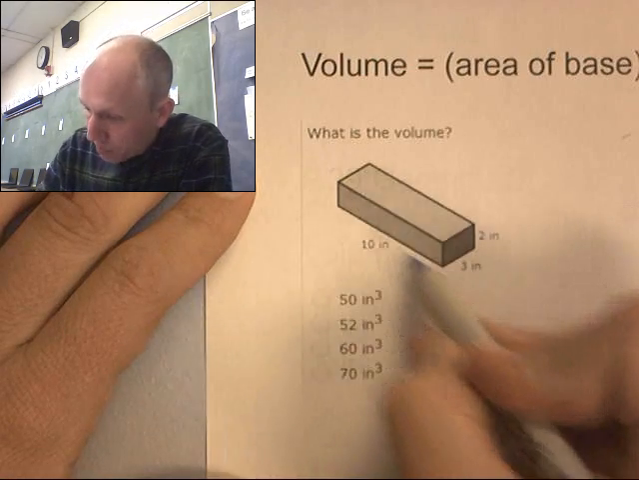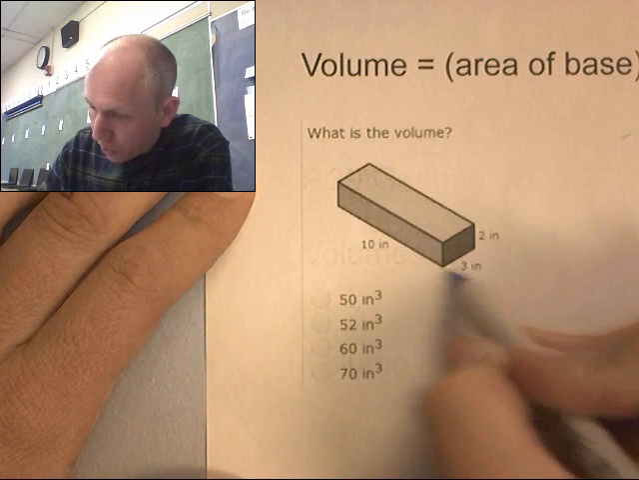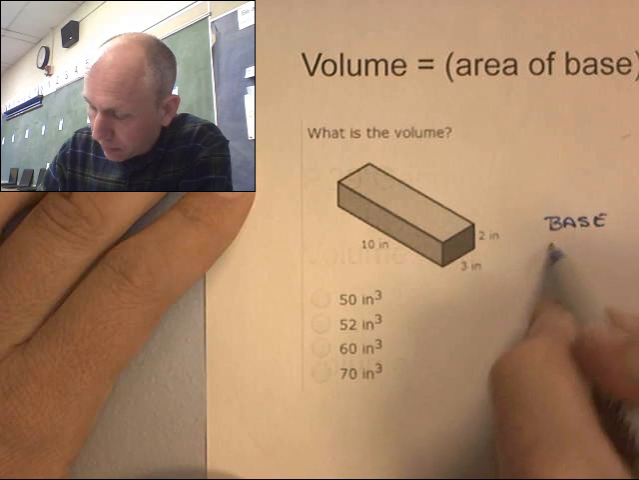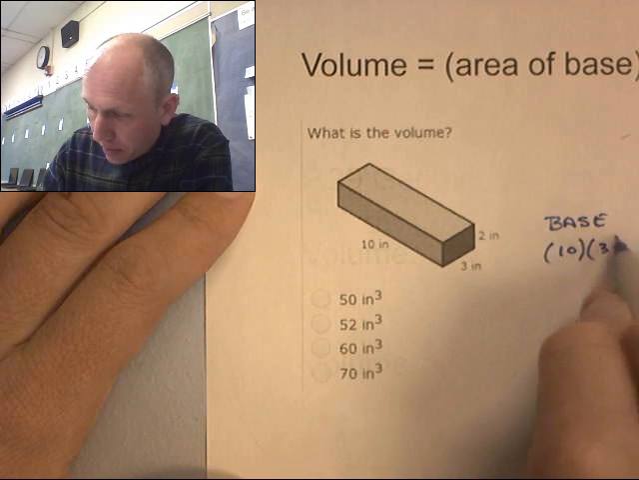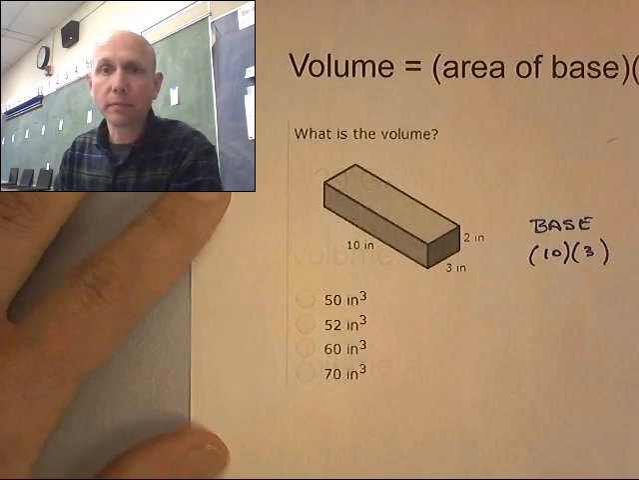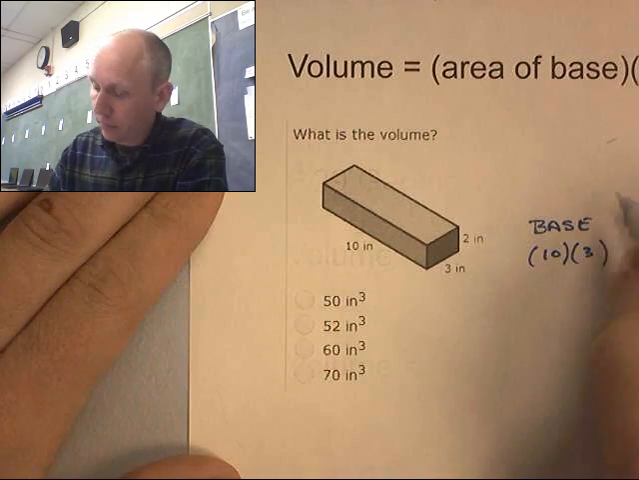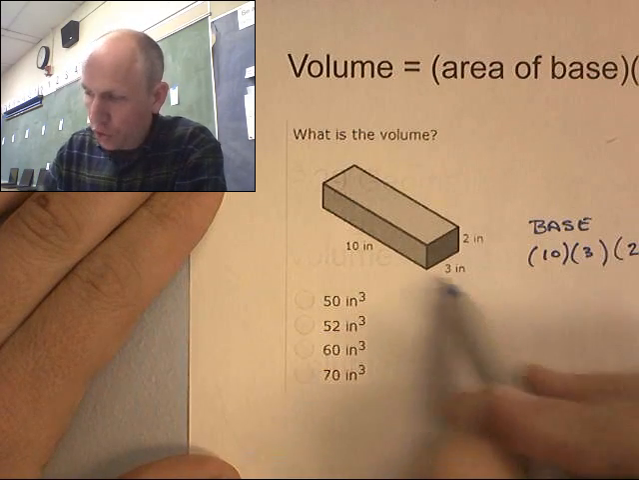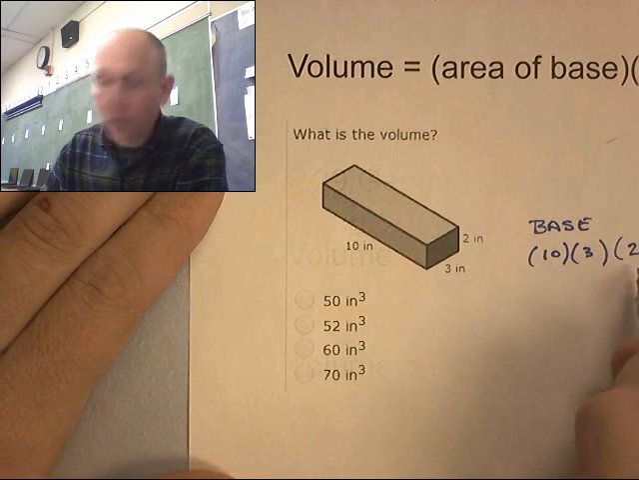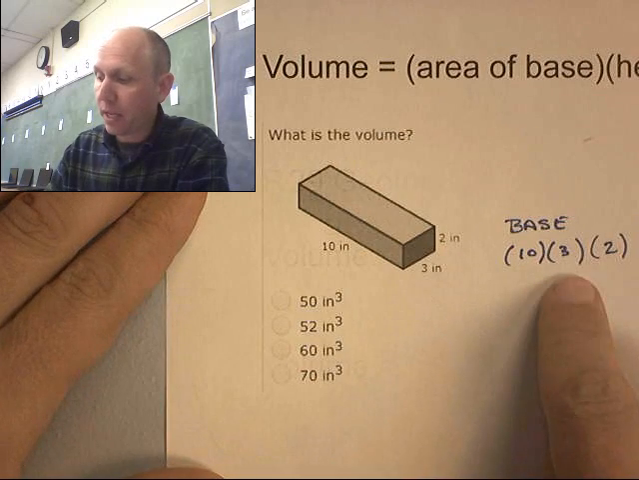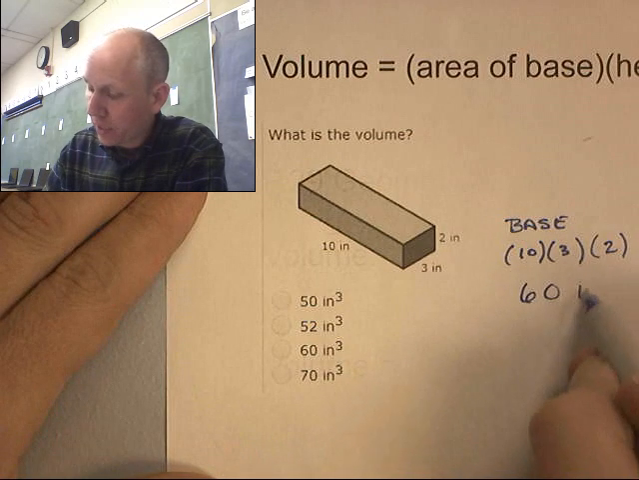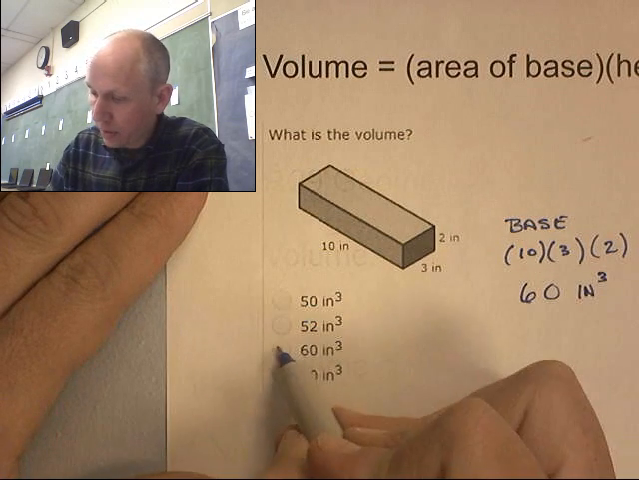What is the area of the base? Well, the base of this is 10 by 3, and the height of it is 2 inches. So I just have to multiply this all together. 10 times 3 is 30, times 2 is 60. This is 60 cubic inches, or inches cubed.